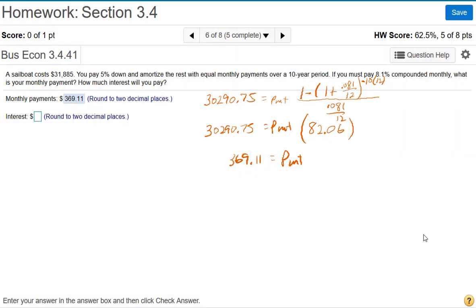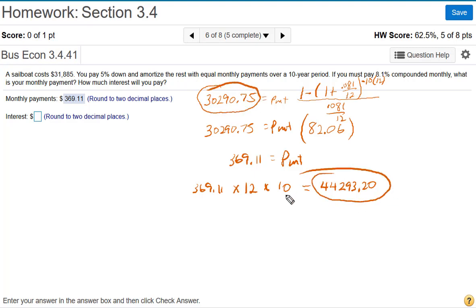Now, to find the amount of interest that we actually paid, we need to find out, first off, how much do we pay in 10 years. So what we're doing is we're paying $369.11 a month. There are 12 months in a year, and we're doing this for 10 years. So we need to multiply these together. So $44,293.20 is what we pay over a 10-year period, and the $30,290 is what we actually borrowed. So the difference in those two must be interest.